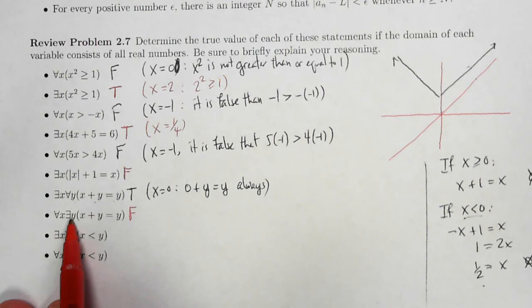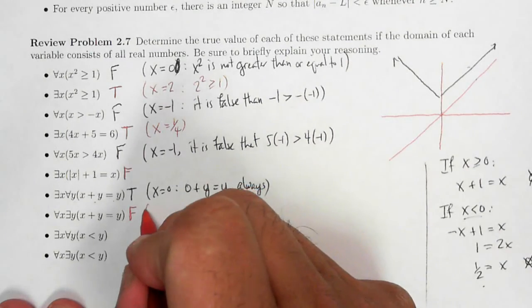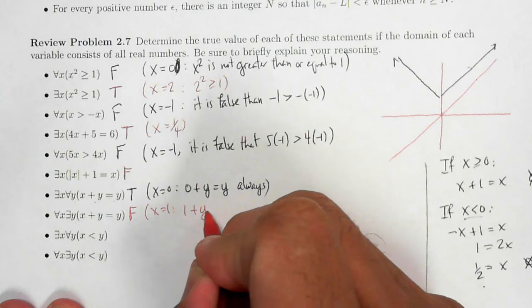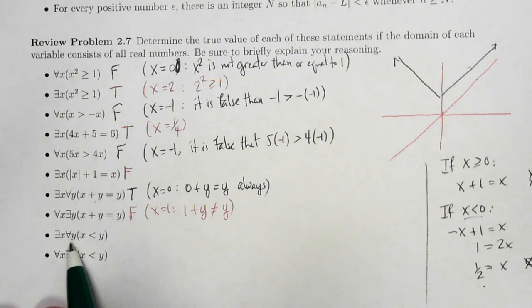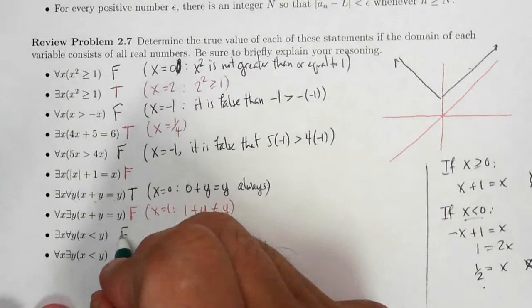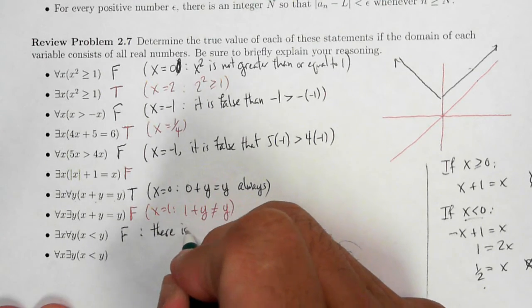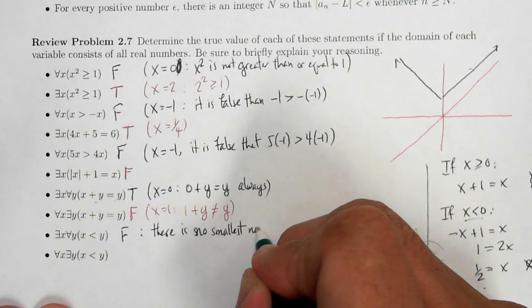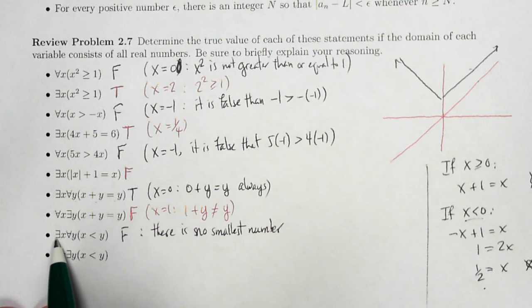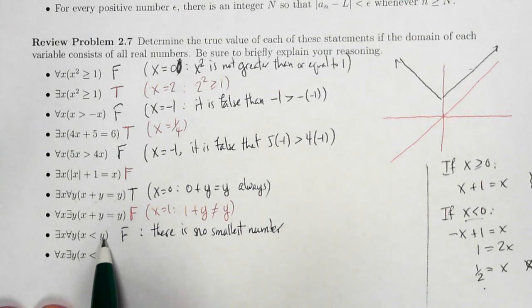The next one is false. For every value of x, there exists a y such that x plus y is equal to y. That's false. If x equals 1, then 1 plus y is clearly not equal to y. So that can't be true. Next, there exists an x such that for every value of y, x is less than y. That is false. Basically, there is no smallest number. This is saying that there is a number x such that every number y is bigger than x. That can't happen.